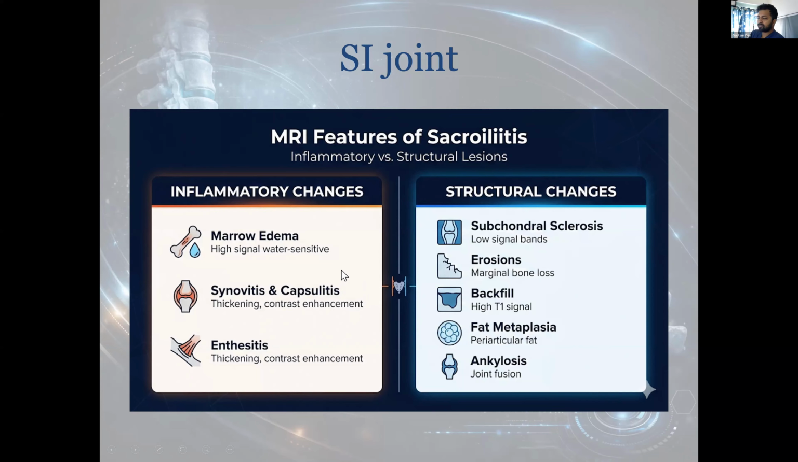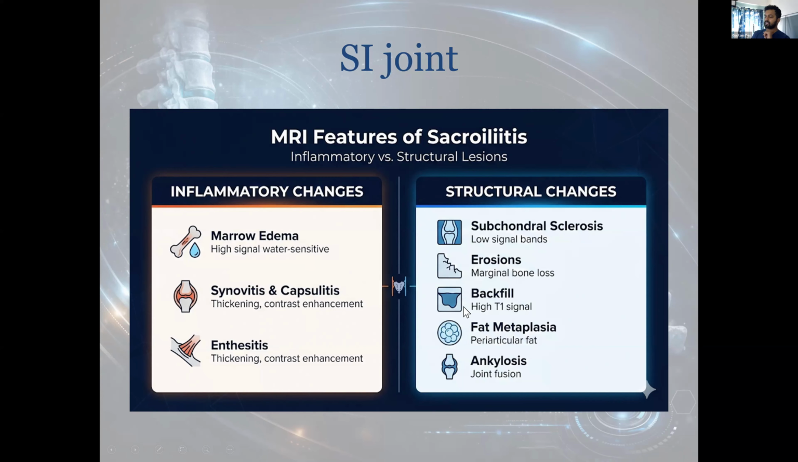And then how to differentiate whether it is acute change or chronic change, for that also it is useful. Inflammatory changes, we will see marrow edema, synovitis or capsulitis, enthesitis we can see. And subchondral changes, all are bony changes. There will be a near joint sclerosis, and there will be erosion.